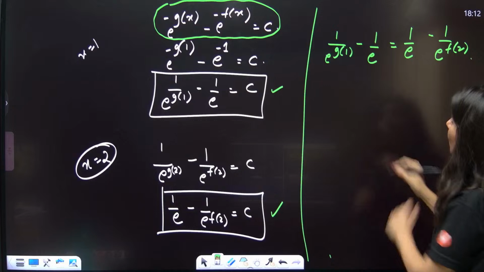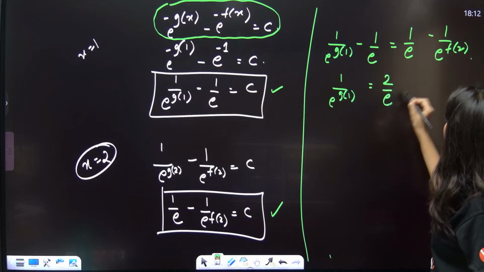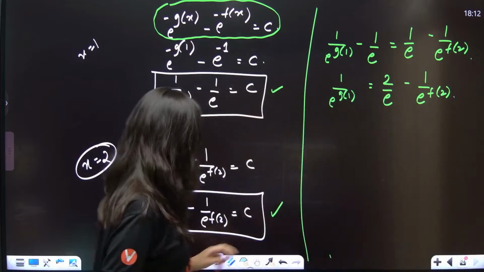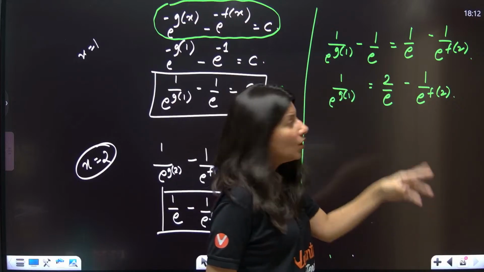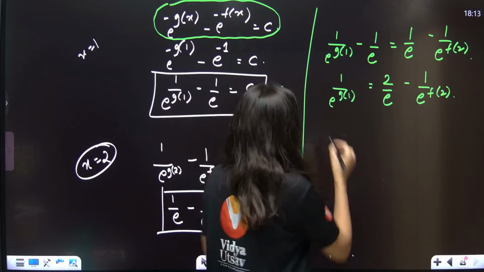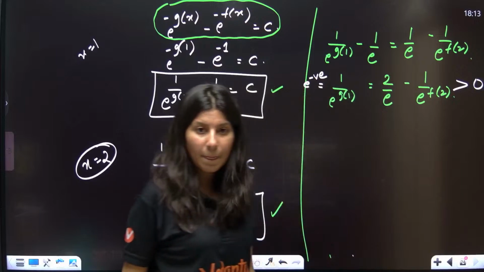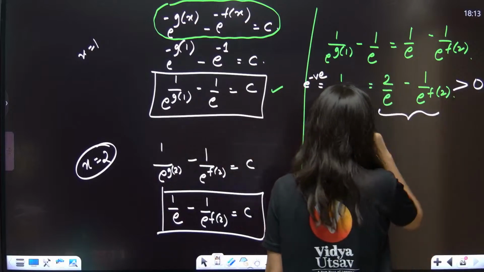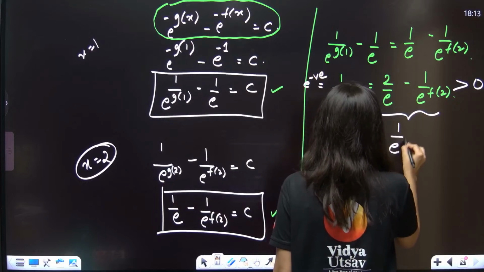Equate the constant, and now 1 upon e power g of 1 is equal to 2 by e minus 1 upon e power f of 2. Alright. Now just tell me one thing, the LHS, 1 upon e power g of 1, no matter what value g of 1 has, 1 upon e power something, that is e power negative, is also positive. So this thing over here is nothing but positive. So 2 by e is greater than 1 upon e power f of 2.